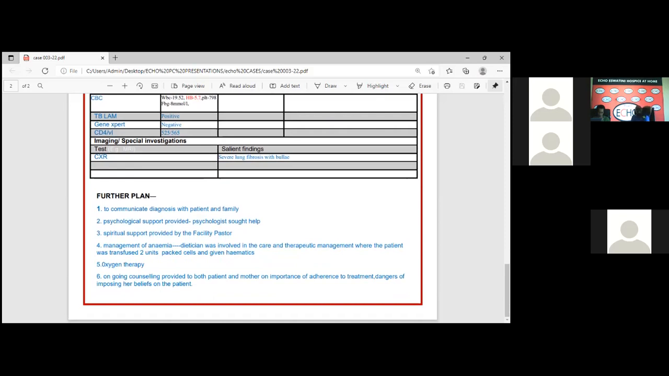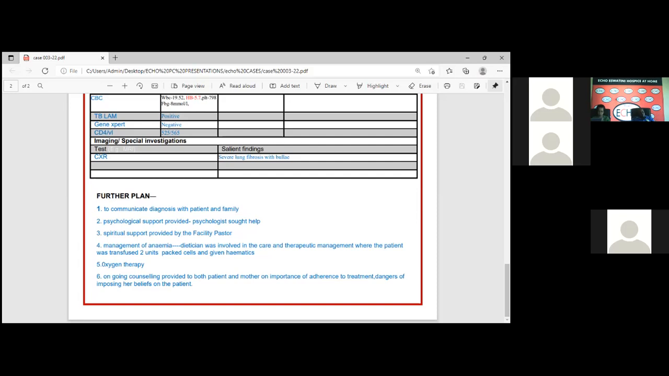As a palliative care team, we had our plan whereby we communicated the diagnosis with the patient and the family. Psychological support was provided by a psychologist. Spiritual support was also provided by our facility pastor.